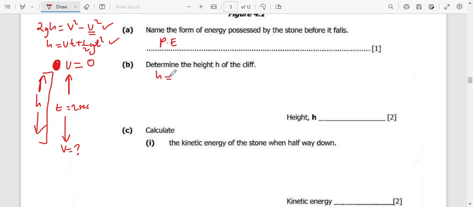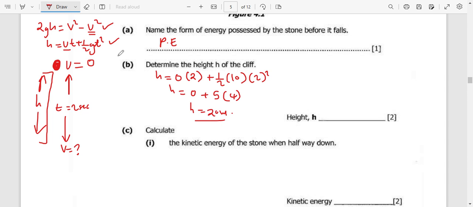So we're going to say height is equal to, where there is u, that's the initial velocity, is 0, multiplied by the time, which is 2 seconds, and then plus half, g is 10, and then time squared, that is 2 squared. So the height is going to give us 0 times 2 is 0, plus half multiplied by 10, which is 5, and then 2 squared is 4. So therefore the height is going to be 20 meters. That is going to be it.